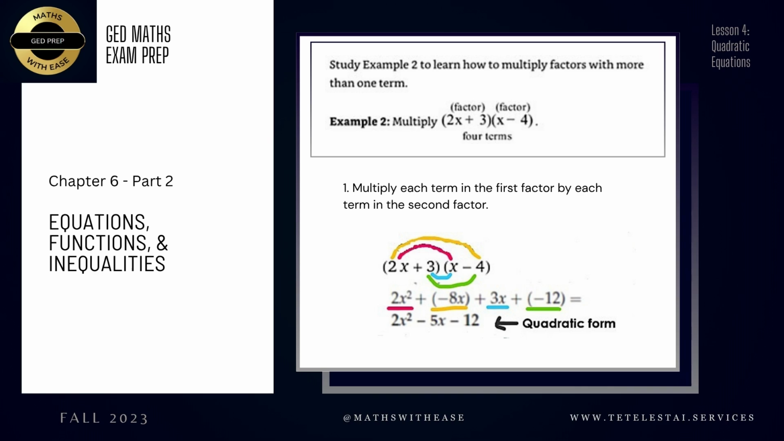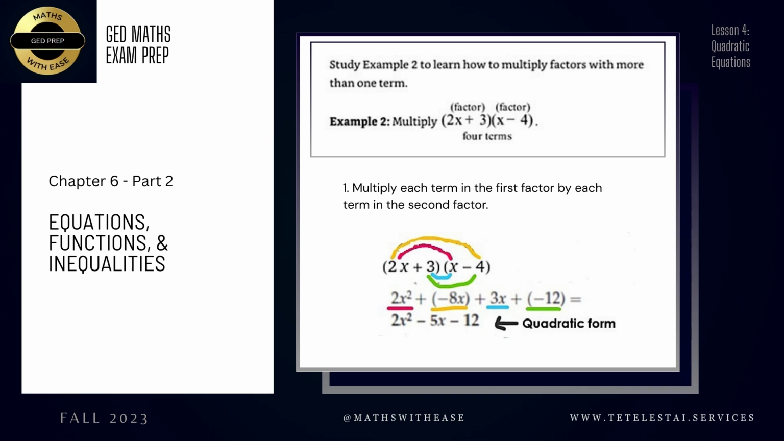So 4 terms total. We want to multiply each term in the first factor by each term in the second factor. And we went over this in the last class. This is called the FOIL method, right? So F in FOIL representing first, the O representing outer, I represents inner, and then L represents last, or your remaining term.